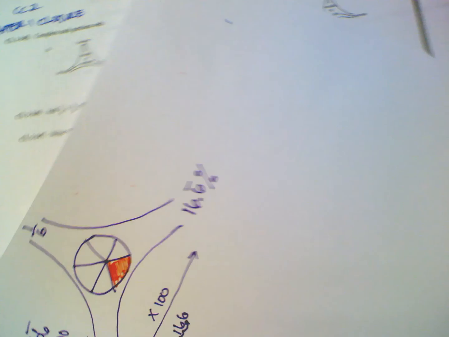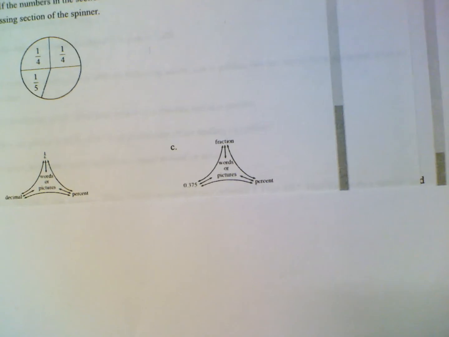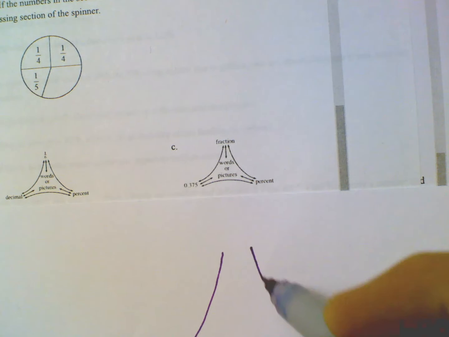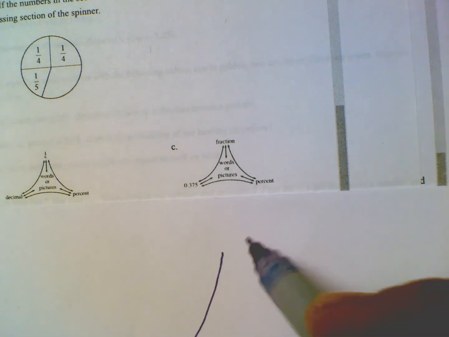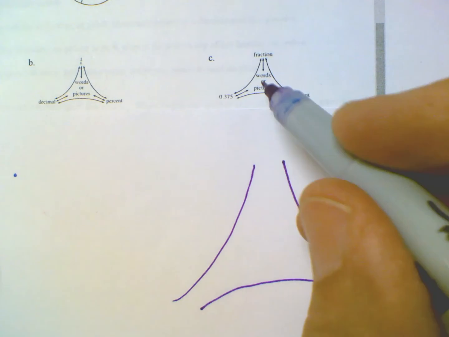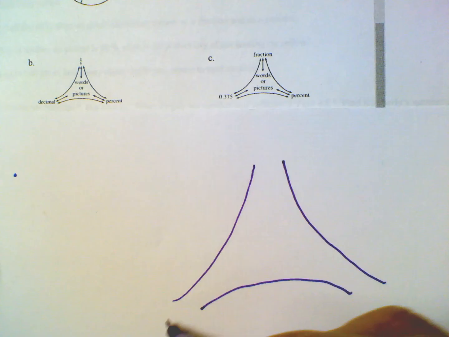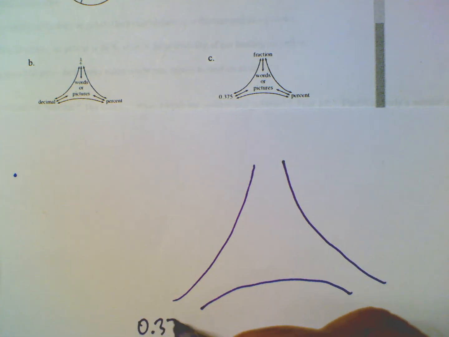Let's go ahead and look at one more just to really make sure we got this. Let's look at C. So I'll do my web. So, move it down. They give us, remember, fractions on top, percents on the bottom, but this time they give us the decimal 0.375 or 375 thousandths. That's how you'd read that.